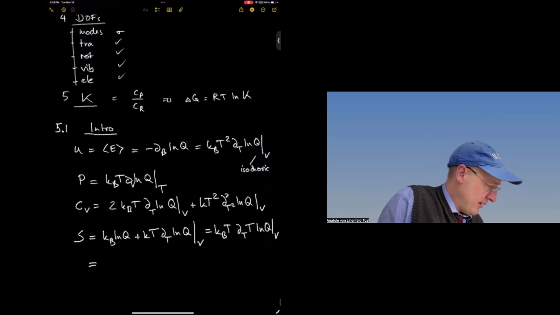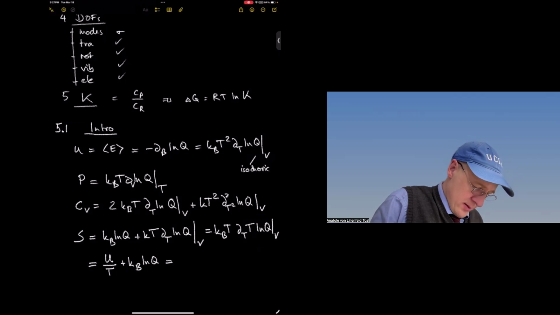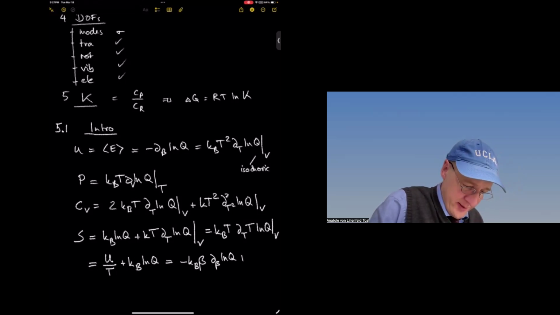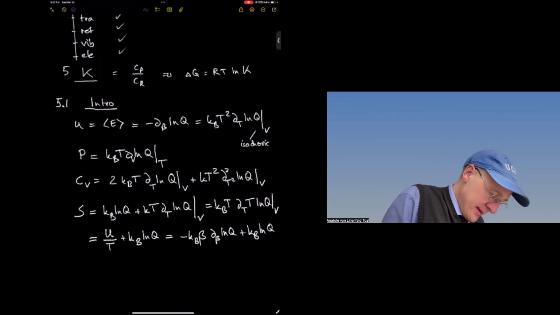That's the same as U over T plus kB logarithm q, equals minus kB beta d beta logarithm q plus kB logarithm q. And we'll be using this expression later on.